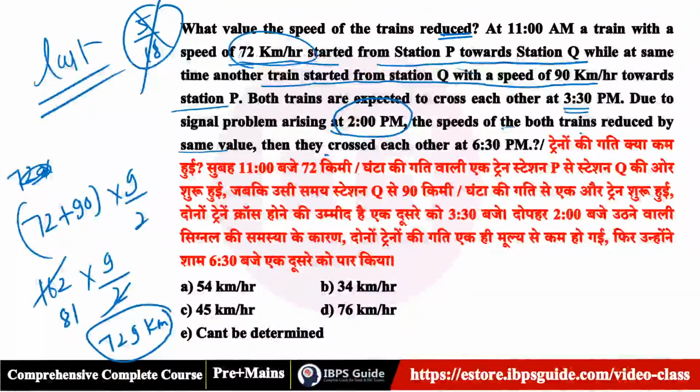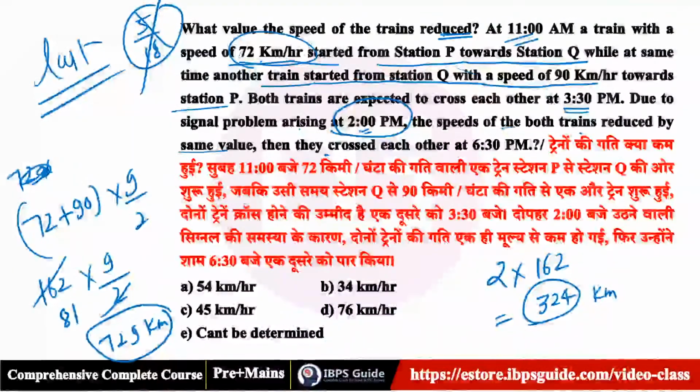Now, due to the signal problem arising at 2 pm, it means till 2 pm. They started at 11, so till 2 pm is 2 hours. This is 72, this is 90. 90 plus 72, 162. So into 2, that will be 324 kilometer. So now how much distance remaining? 729 minus 324.